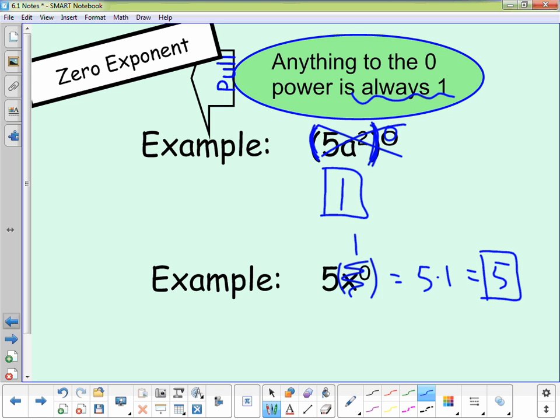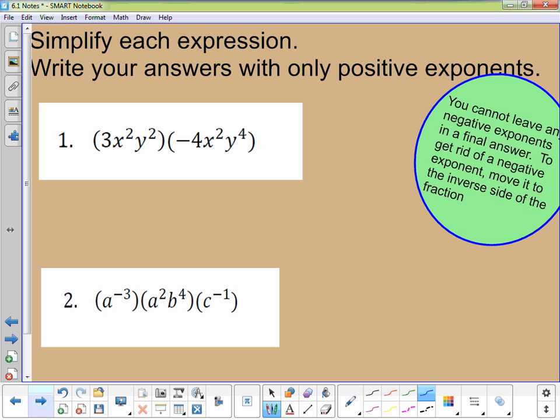So now let's do a few examples of these. I'm going to take a look at number 1. In number 1, I have the product of 3x squared y squared times negative 4x squared y to the fourth. So I just want to combine my like terms. I can't have parentheses. I only want to see each variable one time. And I need to get rid of any negative exponents.